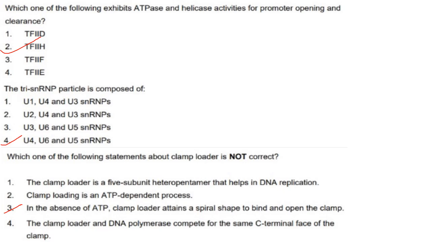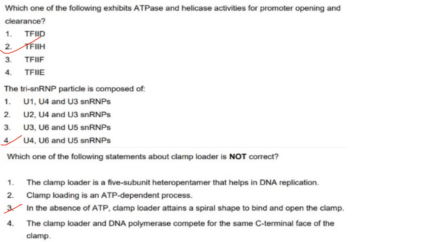Which one of the following statements about clamp loader is not correct? The clamp loader is a 5 subunit heteropentamer that helps in DNA replication. That is correct. Clamp loading is an ATP dependent process. Yes, the clamp loader will undergo conformational change when bound to ATP, then it will open up and it will load the clamp onto the DNA. In the absence of ATP, this function will not be performed by the clamp loader.